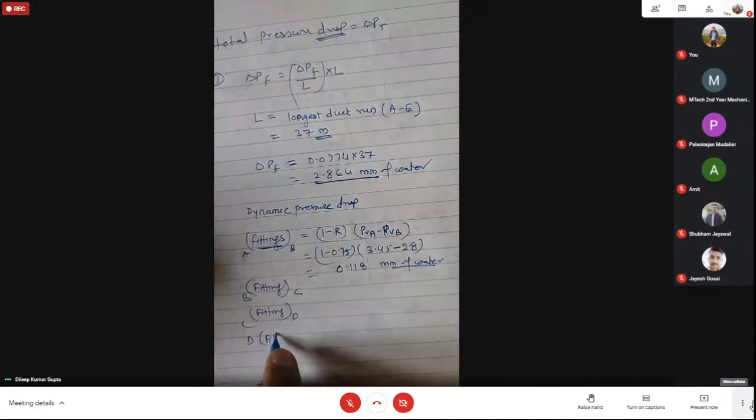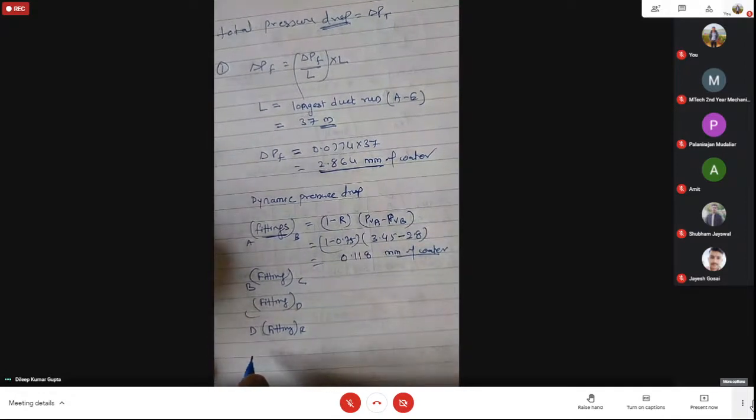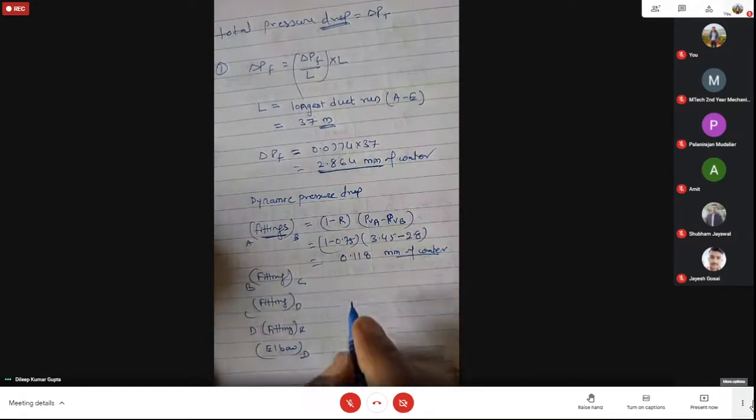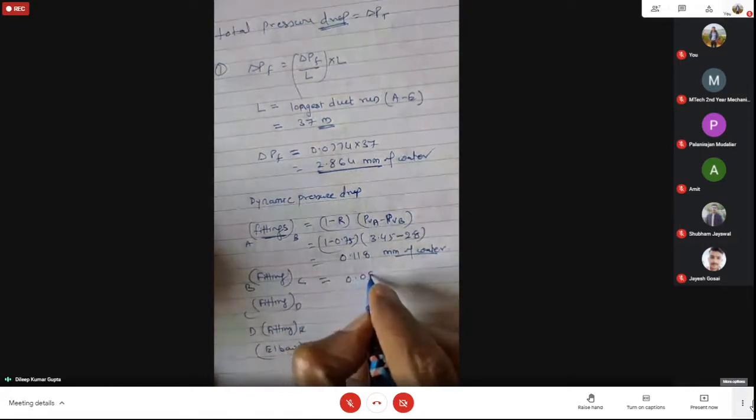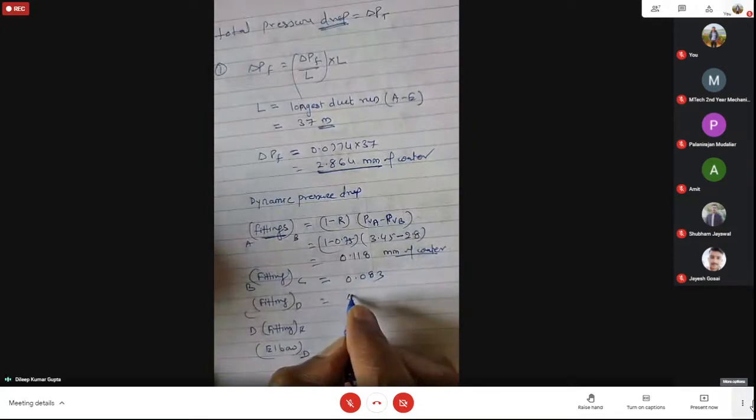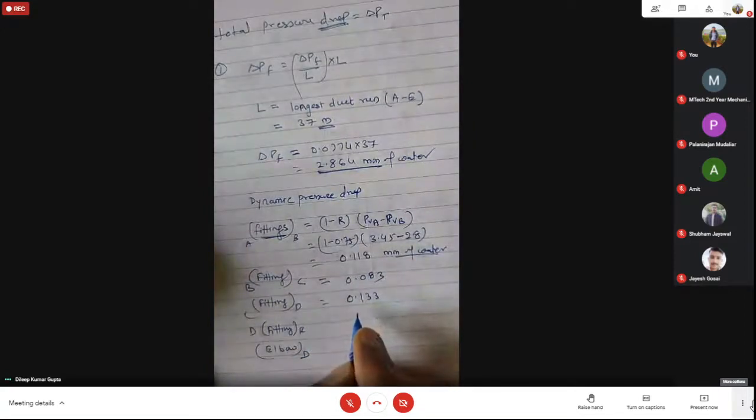So fittings D to E. Apart from that, you have to take the elbow losses also, and this elbow is coming at point D. This will be equal to 0.083 according to this question. This will be equal to 0.133 here, 0.133 here. This will be equal to 0.158, and this will be equal to the value of K and PV at state number D, point number D.